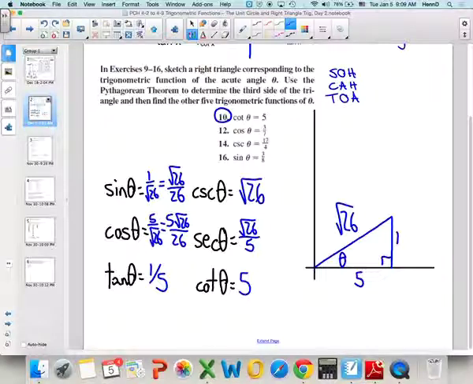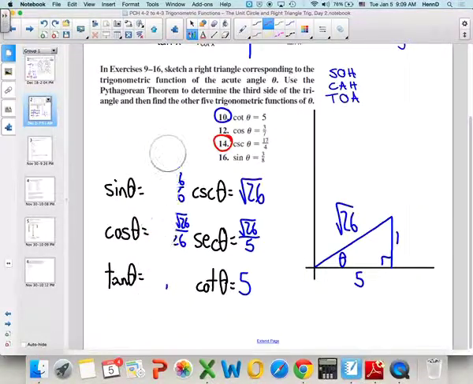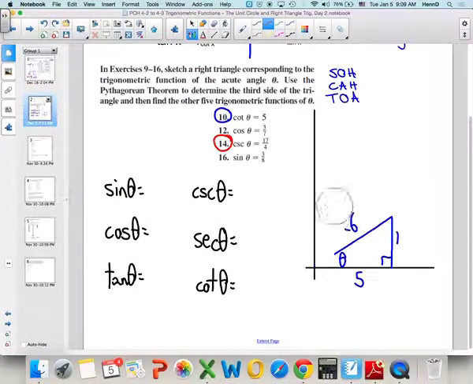Let's try another one. Which one do you want to try? We have 12, 14, or 16 right here. 14. Okay, let's try 14. Why would you choose 14? Actually, it's solving because it's 7 times. Okay, so here's 14.